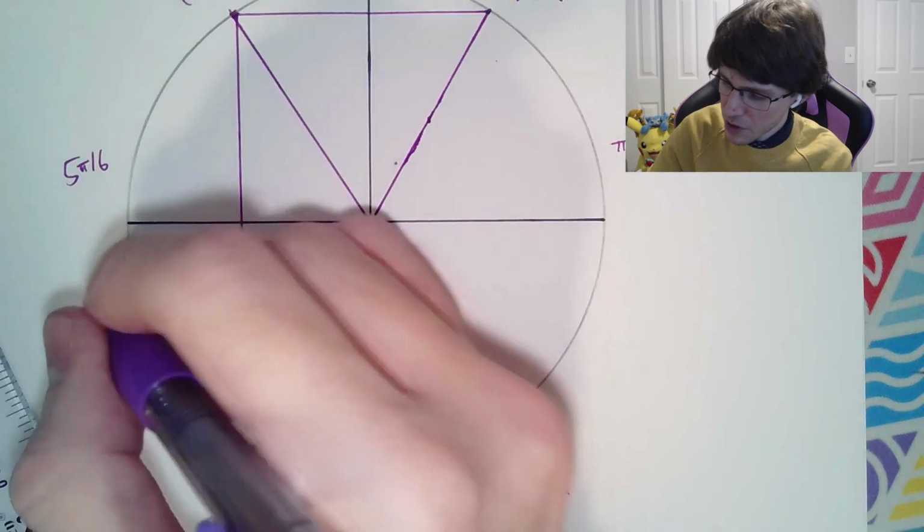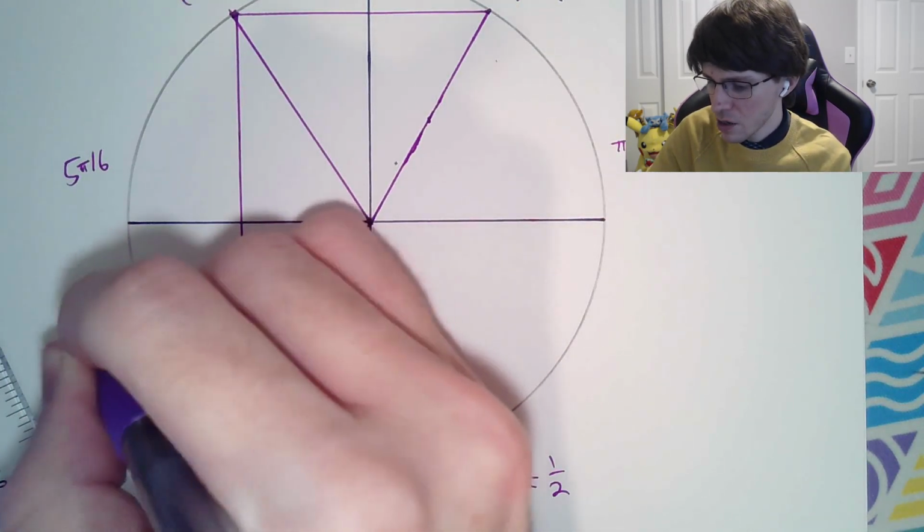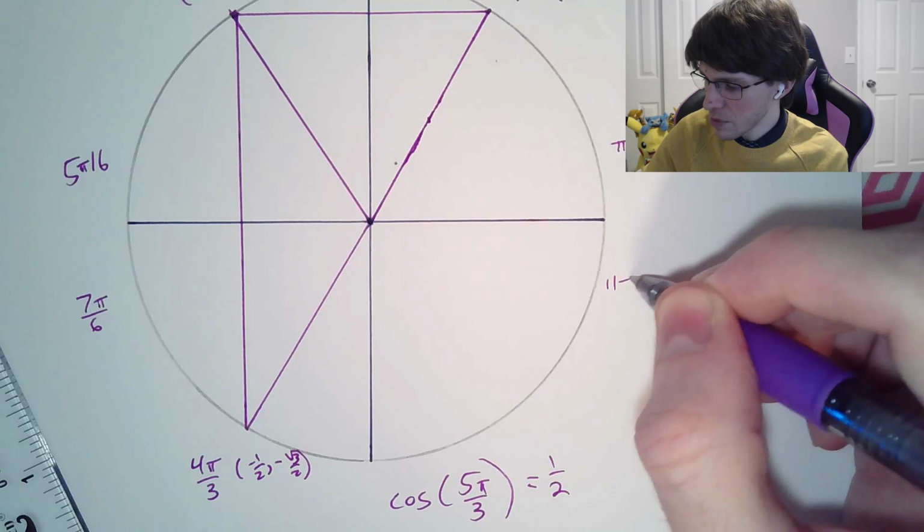Likewise, when I go to the bottom over here, I'm going to end up at 7 pi over 6, and over here, I'm going to end up at 11 pi over 6.